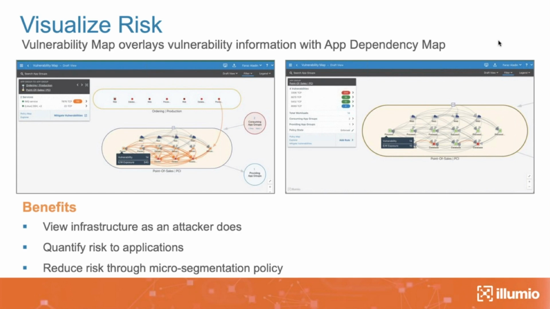Now, it does give you information about vulnerabilities, but it doesn't provide the context, meaning how vulnerable is my application or my environment? Yes, I know there is a vulnerability, but what is my patching priority?